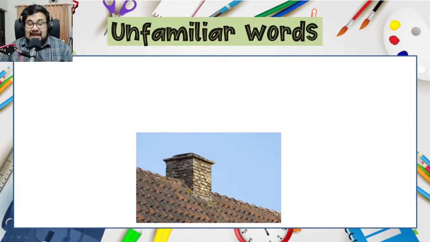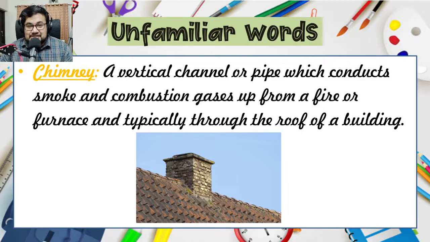Now let's look at the unfamiliar words. Can you identify what you see in this picture? Yes, very good. It is nothing but a chimney. What is a chimney? It is a vertical channel or pipe which conducts smoke and combustion gases up from a fire or furnace and typically through the roof of a building. So this is something that you find on top of a building to let out smoke or other gases.